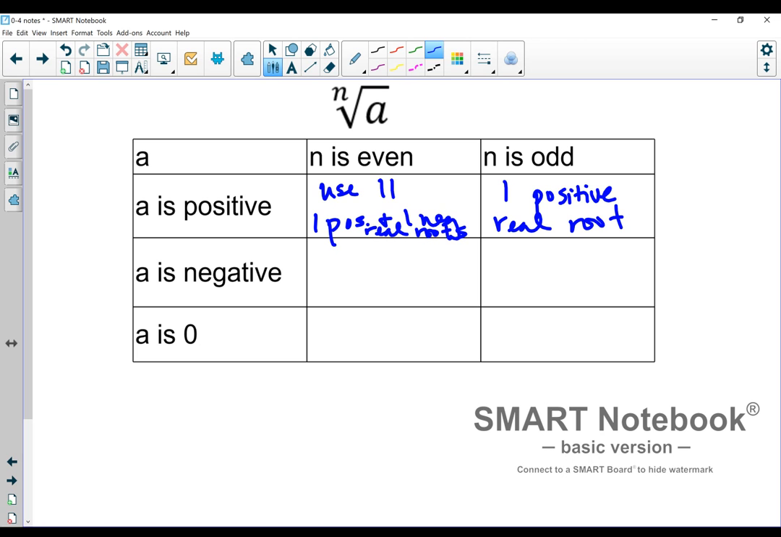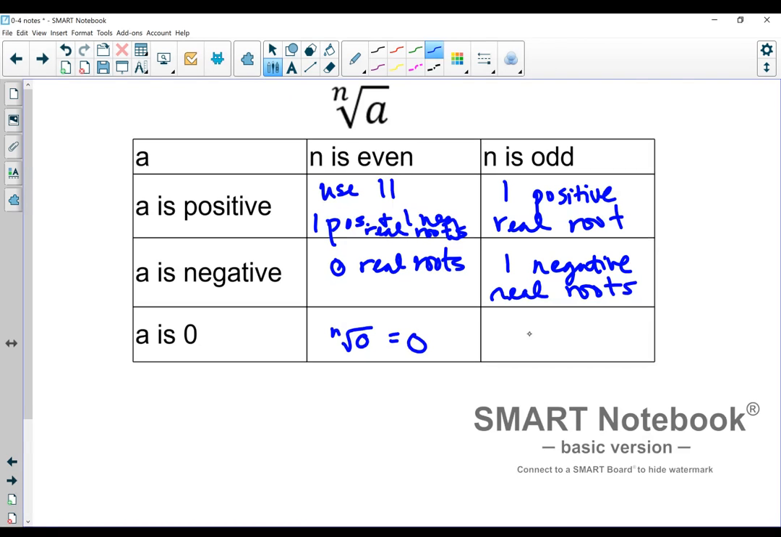If I have a negative, but my root is even, then I have 0 real roots. But if my degree is odd, if my root is odd, I guess I should say, then I would still be able to take that root. So I would have one negative real root. And if I have the nth root of 0, it's just 0. And that doesn't matter if it's even or odd. So we would get one root, and it's just 0.